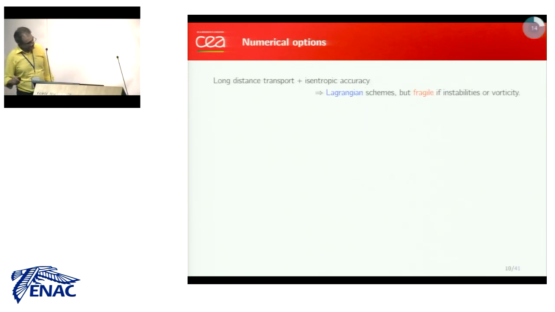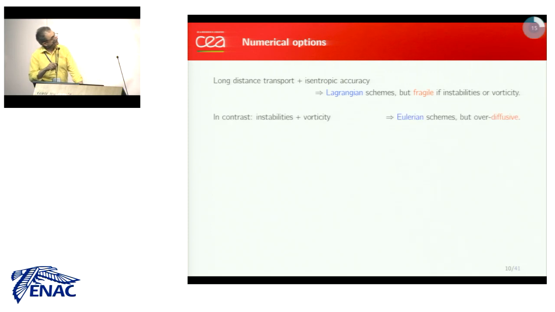So the numeric options that we need for our applications for laser targets, basically we have long distance transport and isentropic accuracy. This is pushing for Lagrangian schemes where we follow the material. In contrast, we have instabilities and vorticity, and this pushes for Eulerian schemes, which are much more stable, but they are over-diffusive. Lagrangian schemes are too fragile when you have vorticity because it distorts the mesh.